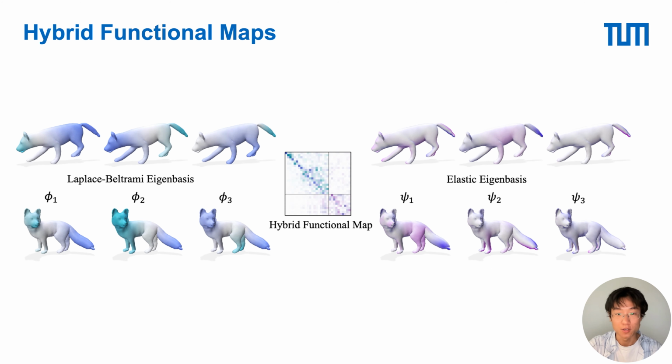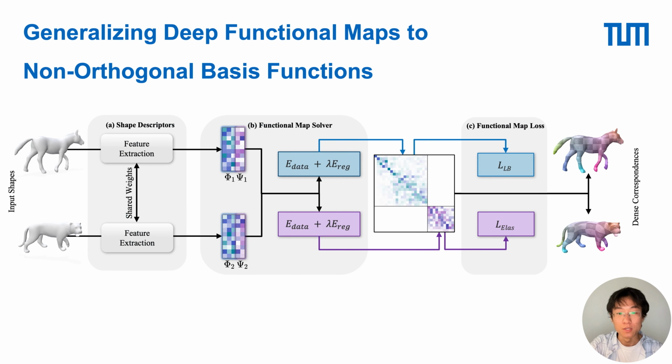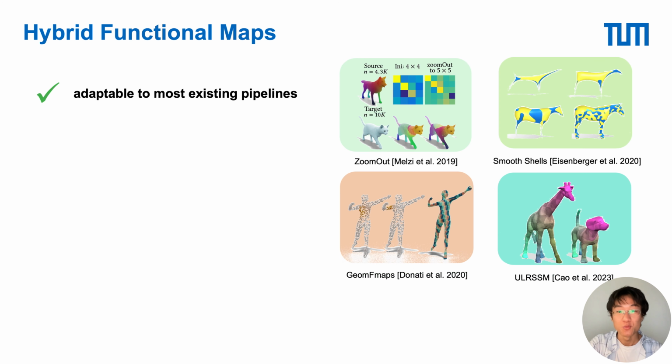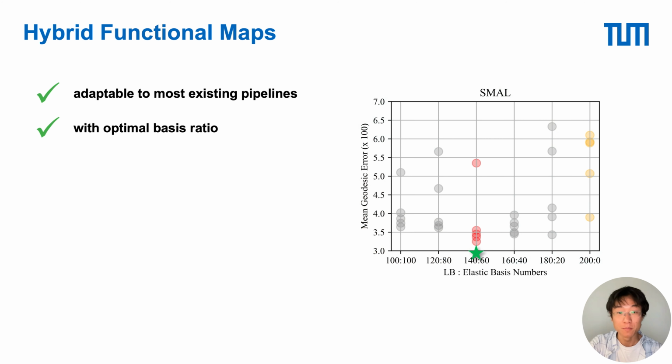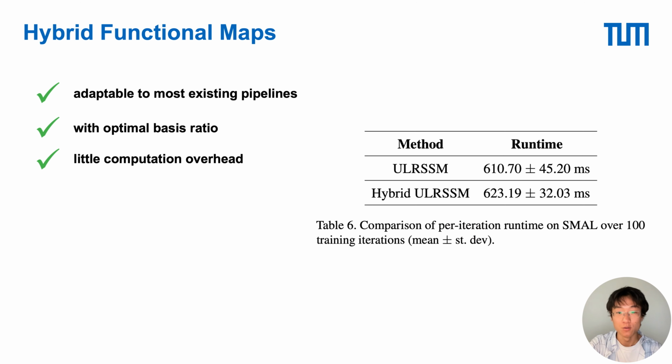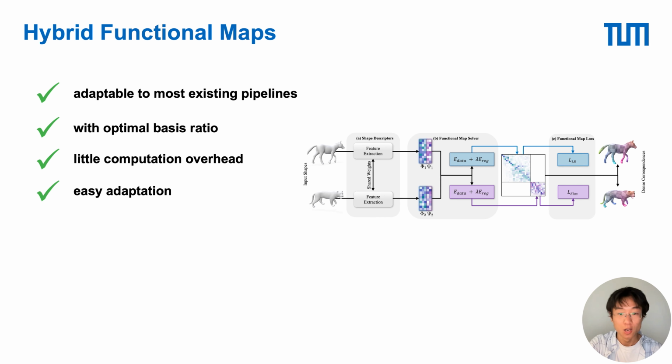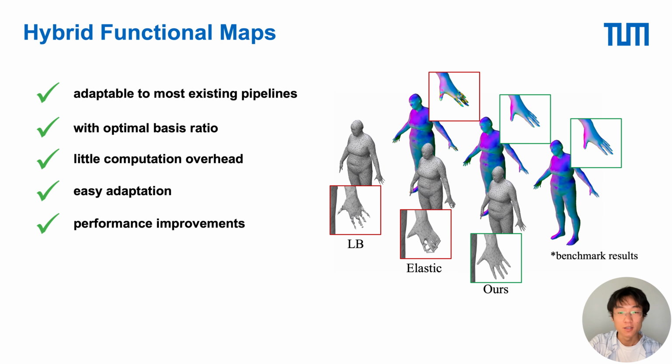Notice the two-block structure presented in a hybrid functional map, as the two energies are expected to match with each other. With some mild assumptions, we can effectively solve them separately and drastically cut down the cost. Equipped with this, we're now able to adapt hybrid functional maps to most existing pipelines at an optimal basis ratio with little computational overhead, even for large deep functional map systems, at a relatively low effort, and finally, in most cases, we should expect overall performance improvements.